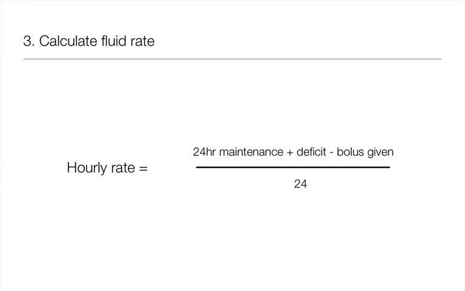Now you need to calculate the fluid rate. So the hourly rate is the 24-hour maintenance fluids that you just calculated, plus the deficit that we did in the first stage, and then you minus any boluses that were given, and that's usually in A&E. Then you divide it by 24, which gives you the hourly rate.